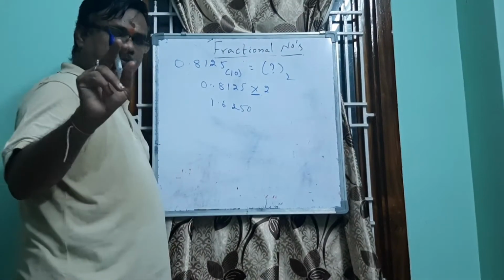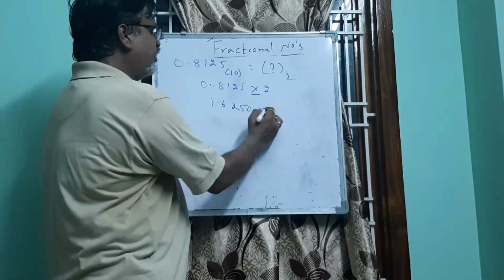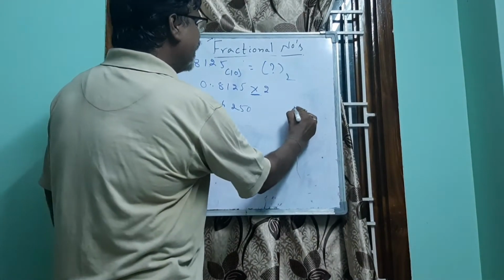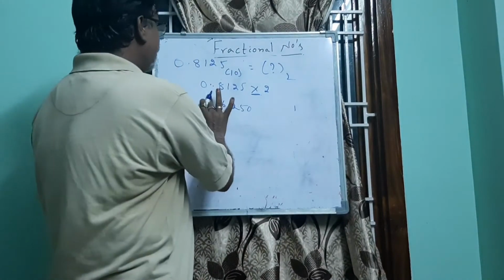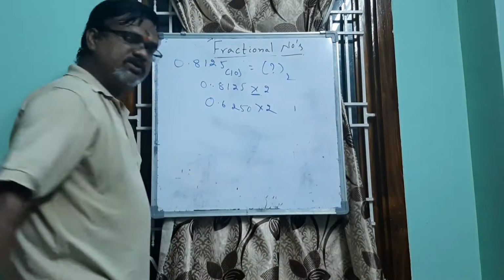Here a crucial point you have to remember is, whatever integer you got here, you just write that there, and then you take the fractional part and again multiply it with 2.